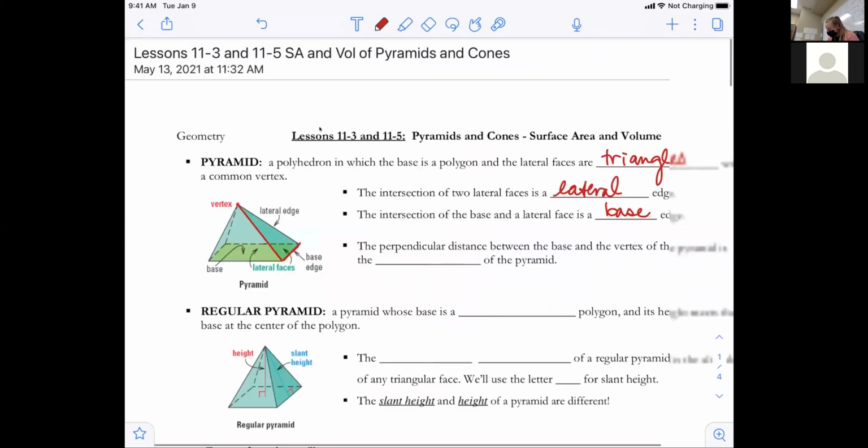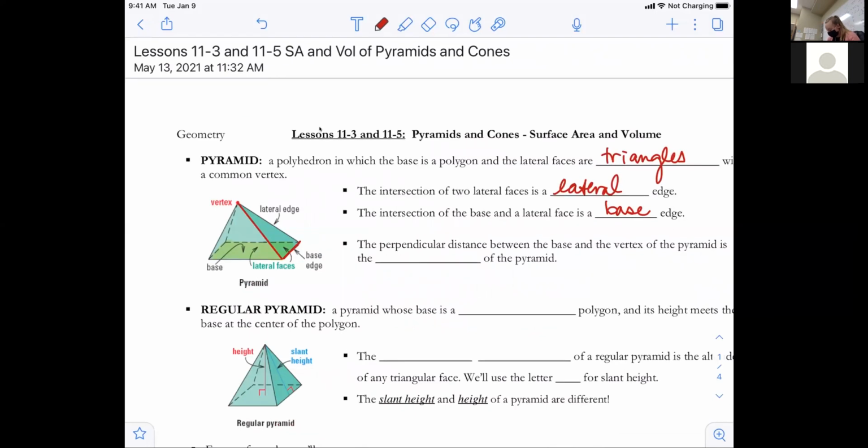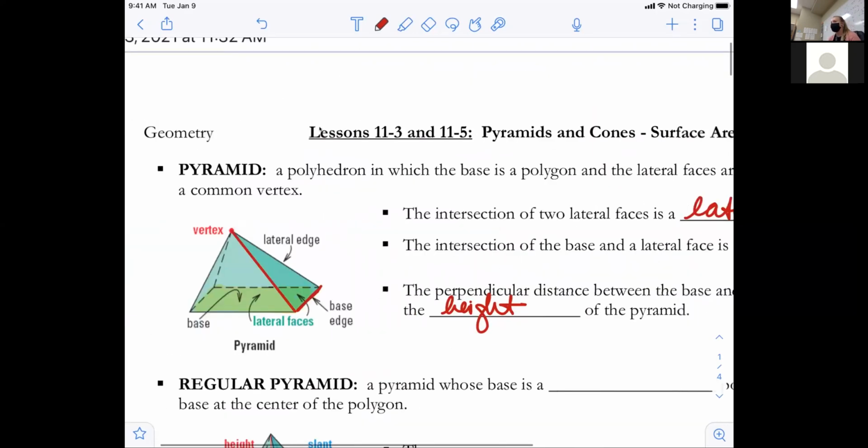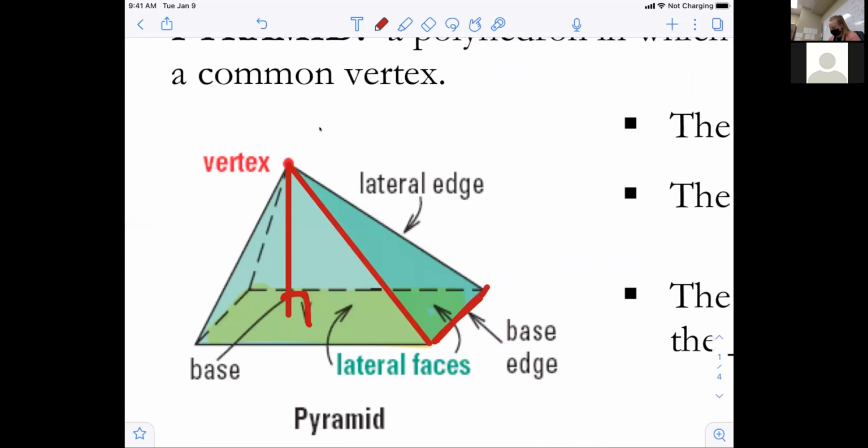The perpendicular distance between the base and the vertex is what we call the height of the pyramid. So the height is not that lateral edge that I just traced. It's if I took it from the vertex down to a spot that is perpendicular to the base. We're going to draw a height on another shape, but it's kind of like if I were to drop a string down, right down the middle.